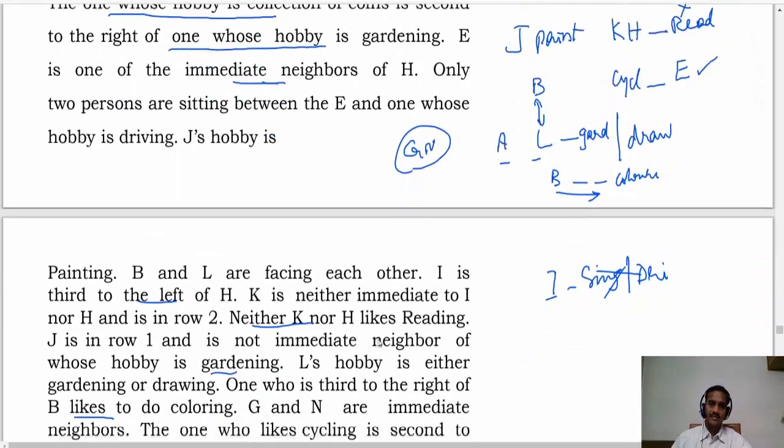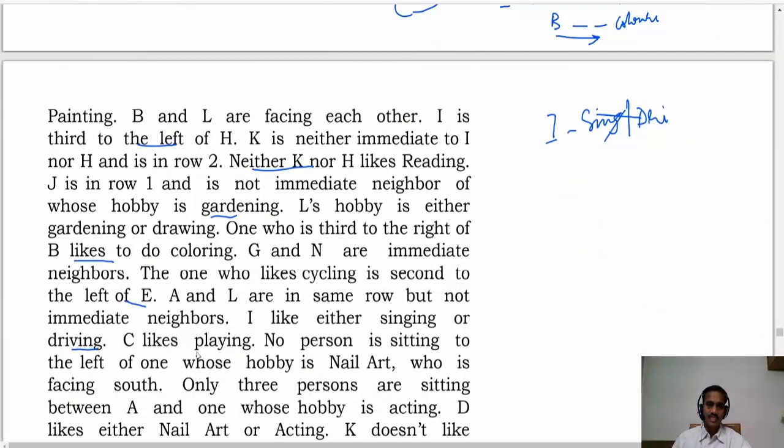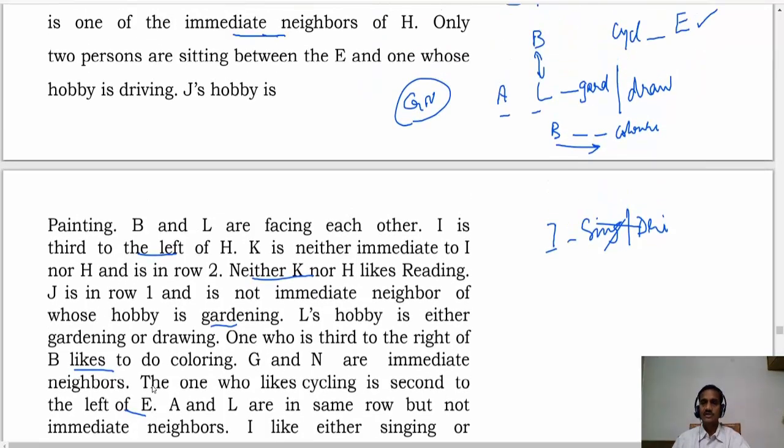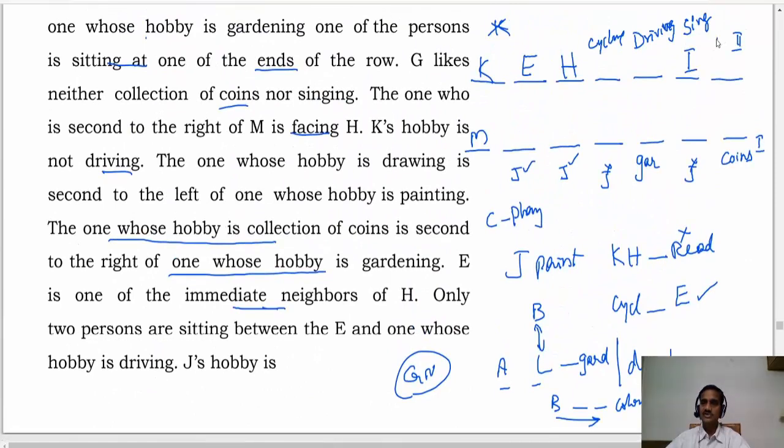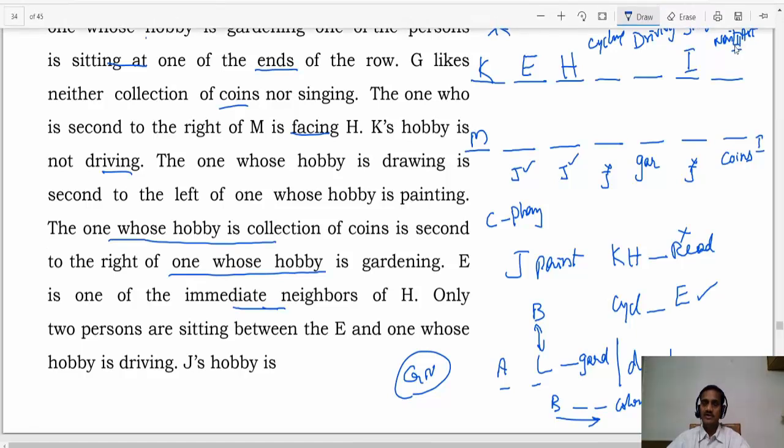She likes playing. What is the next information we have? No person is sitting to the left of the one whose hobby is nail art. Nail art is facing south. No person is seated second to the left. Hence, this person must be nail art. Nail art must be at that corner.